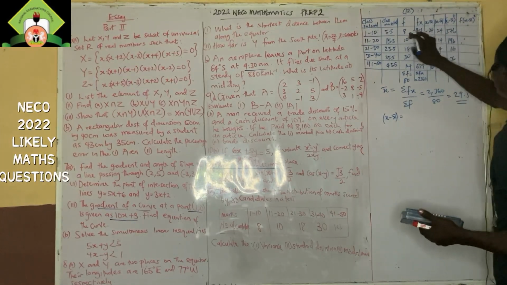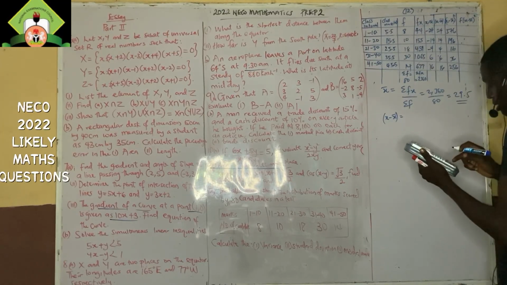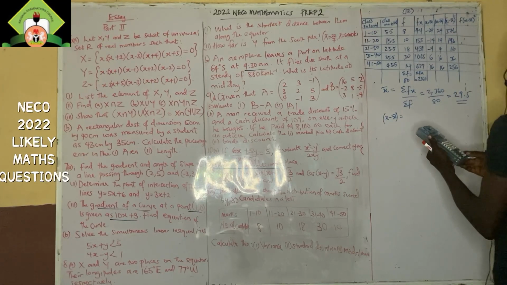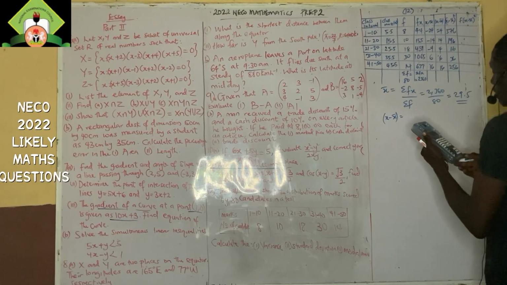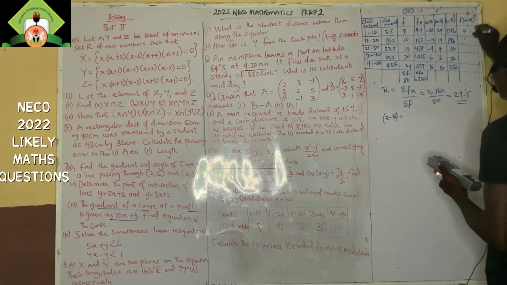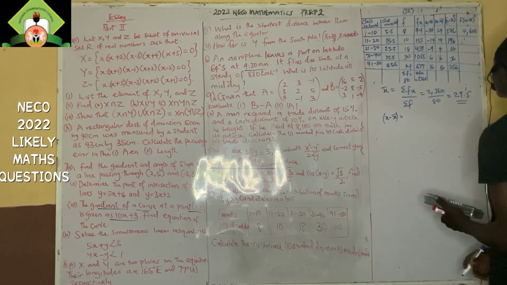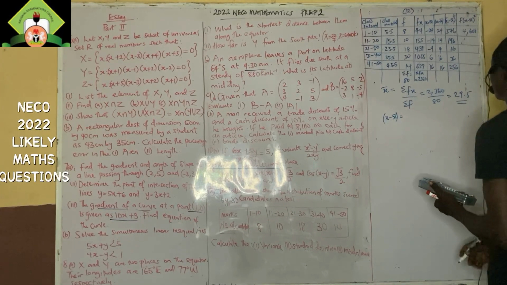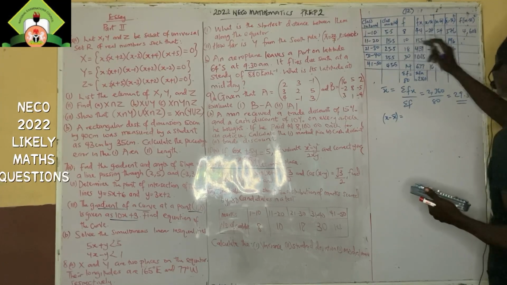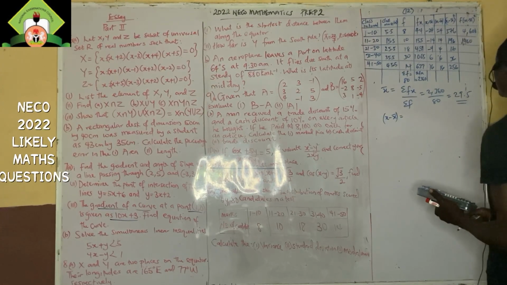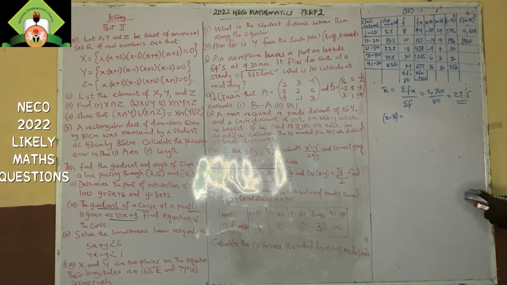F now multiplied by this column here. So 8 times 576, what do you have? 4,608. Now 196 multiplied by 10 gives 1,960. So that's that.